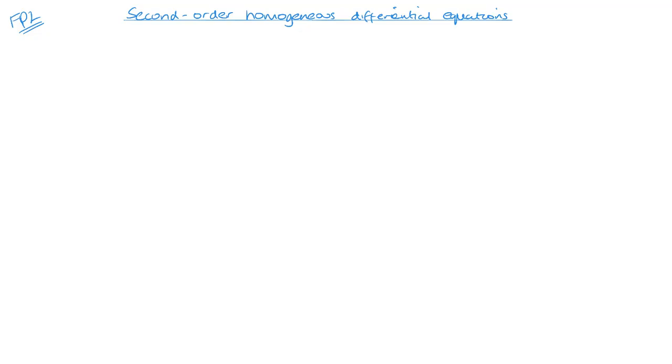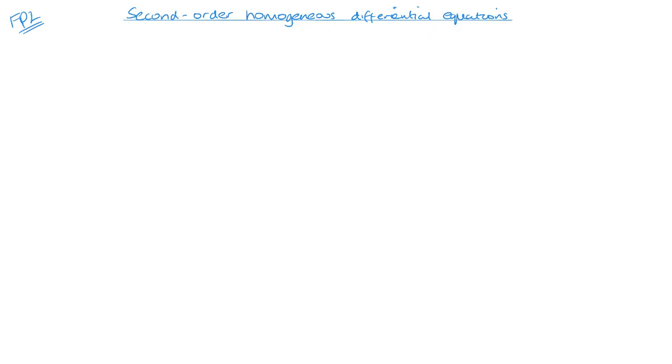Welcome to this FP2 video on second order differential equations, and in this video we'll look at second order homogeneous differential equations. So a second order differential equation is just a differential equation that contains second derivatives. We looked at the first order differential equations, which contained the first derivative, dy by dx. Now we're looking at second order, which goes up to d2y by dx squared.